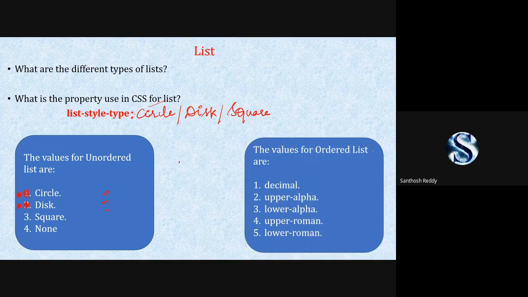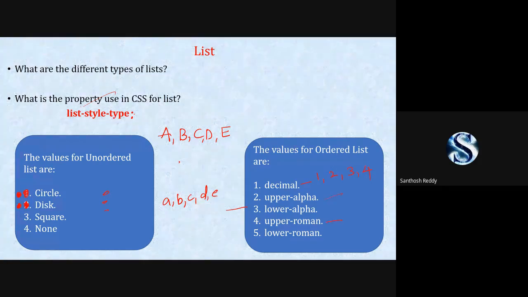Next, the values for your list-style-type are decimal, upper alpha. Upper alpha means capital alphabets: A, B, C, D, E. Decimals are nothing but 1, 2, 3, and 4. Lower alpha is small letters: a, b, c, d, e. Upper Roman is capitals.